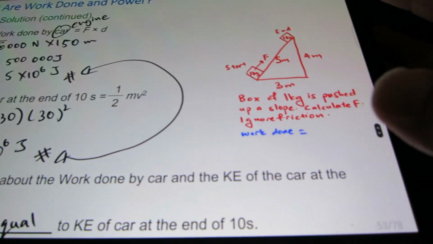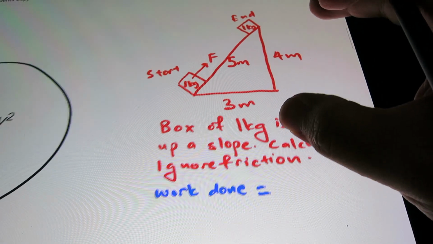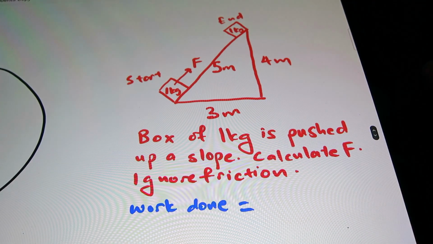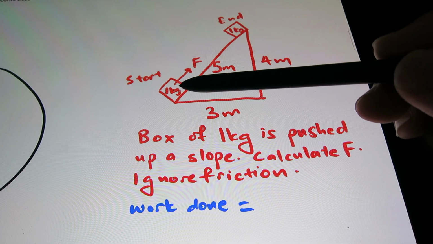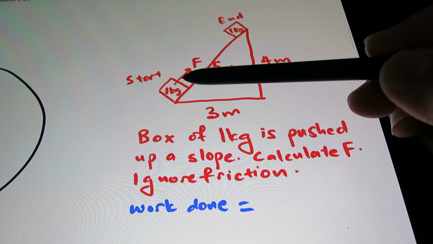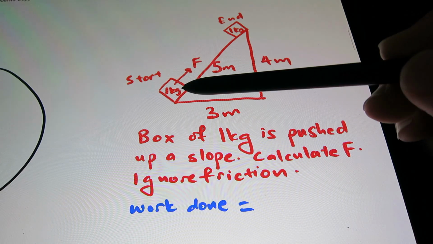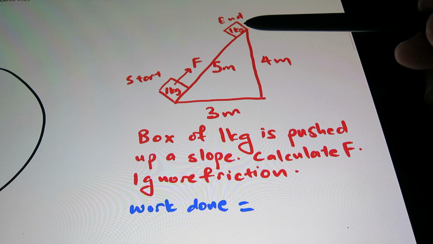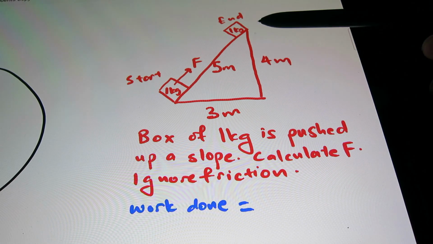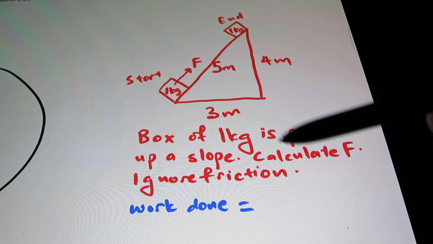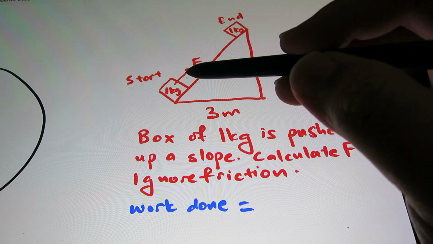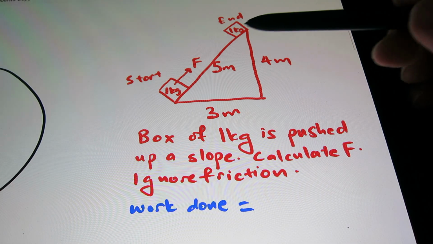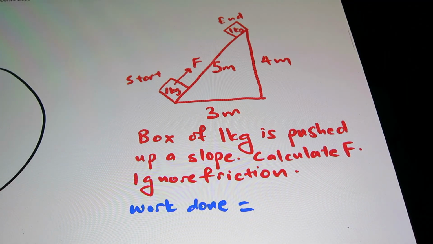Now, another similar type of question that can appear always appears in the MCQ. So basically I have a box, 1 kilogram mass, being pushed by a force along the direction of the slope. The box ends up at a position 4 meters above the ground, and they ask you to calculate F, and they ask you to ignore friction. That means there are no other forces. That means the only force at play is this one, and of course the weight downwards.